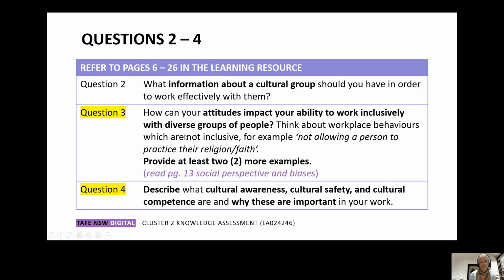Now, question 3. This question says, how can your attitudes impact your ability to work inclusively with diverse groups of people? And it says, think about workplace behaviours which are not inclusive. For example, not allowing a person to practice their religion or their faith. And so discuss this and then provide 2 examples to demonstrate your understanding.